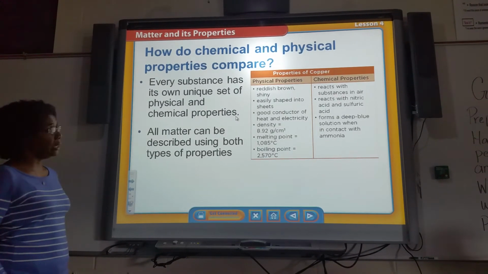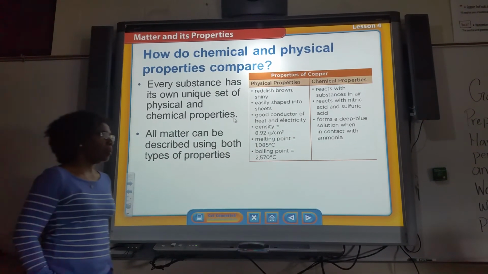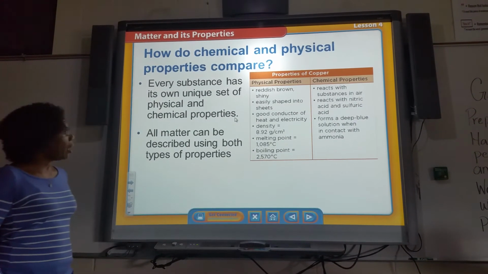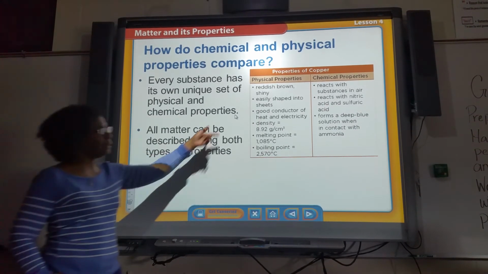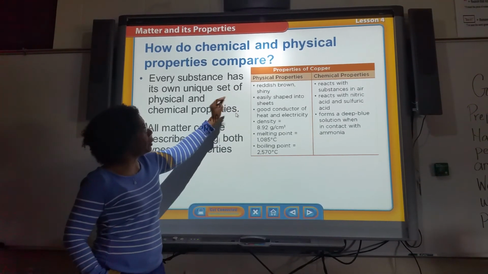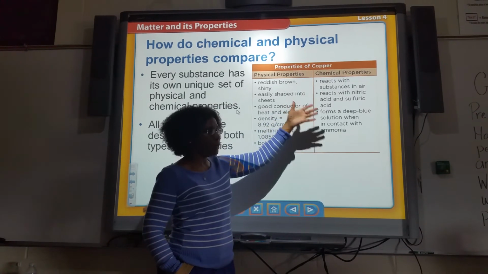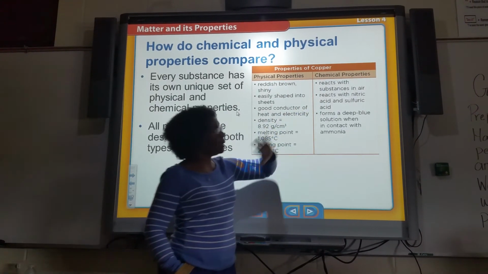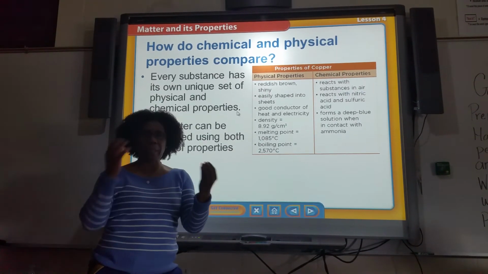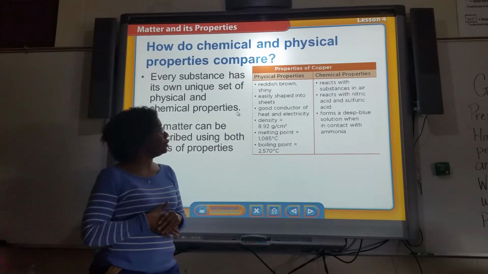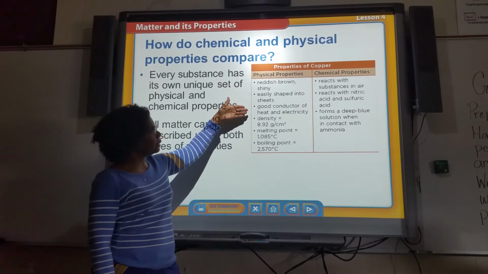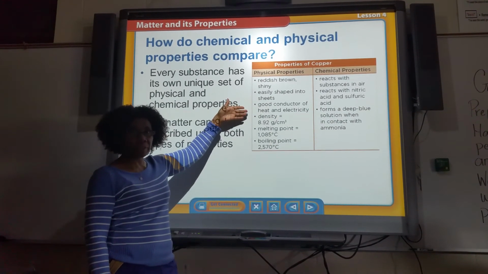Every substance has its own unique set of physical and chemical properties. Remember, boys and girls, we talked about physical properties and chemical properties. All matter can be described using both types of property. Let's look at these properties. Reddish brown and shiny would be physical properties of copper. On the other side, a chemical property is that it reacts with substances in the air. And remember this week we talked about reactions, how one substance can react with another and produce something different. A physical property of copper is that it's easily shaped into sheets. It's a good conductor of heat and electricity, boys and girls.